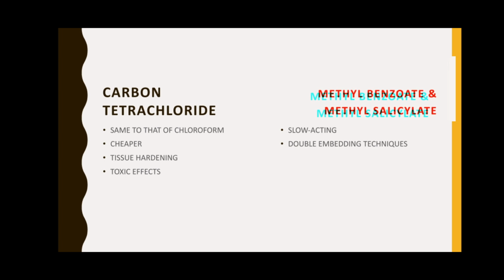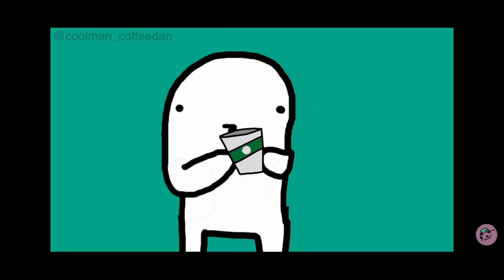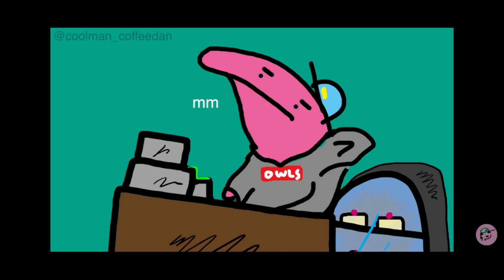The last two will be methyl benzoate and methyl salicylate. These are slow-acting clearing agents that can be used when double embedding techniques are required. That is it for the third tissue processing step, clearing.